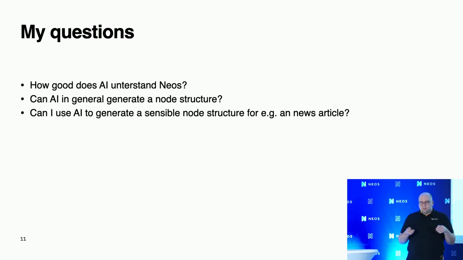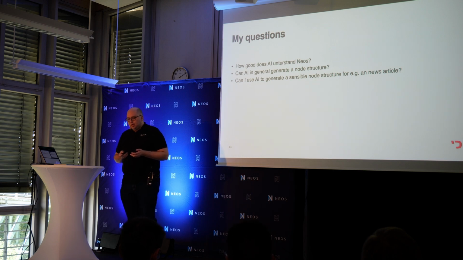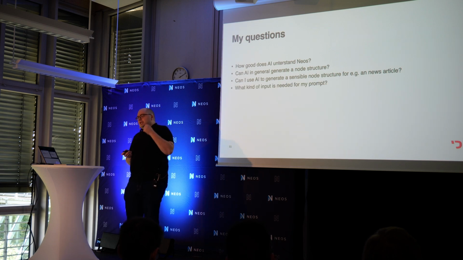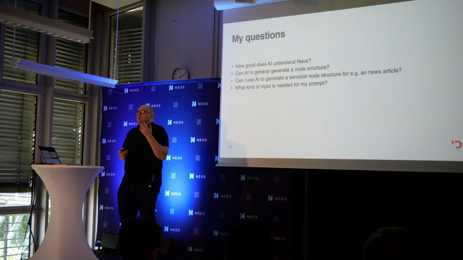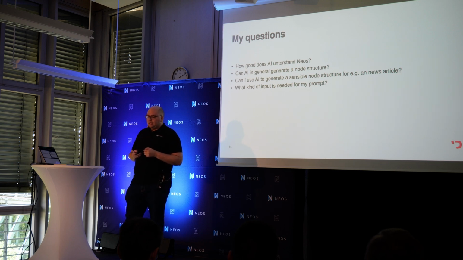The next question, to be more specific, is can I get a sensible node structure? So is the node structure representing something like a blog article or a news article? That would be great if this can be achieved with AI. I also must ask myself what is needed for the prompt which I send to the AI, what information must it contain, and how can I instruct the AI correctly to achieve probably something like a sensible node structure in the response.